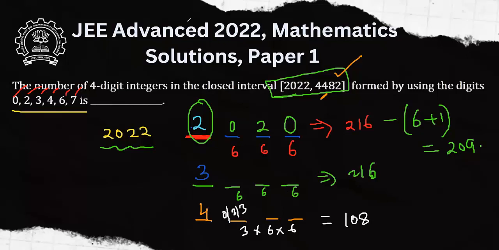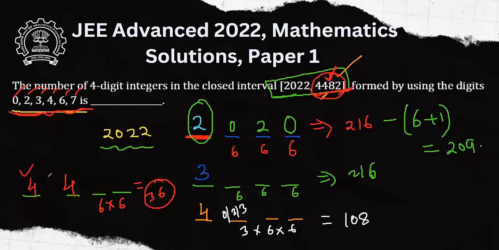And next, if I have 4 here and 4 here also, and I have to keep the numbers less than 4482, see, 8 is here at the tens place. That means all the numbers are allowed. No matter what number you keep, it is always going to be less than 4482. So 6 options for this and 6 options for this place, that means 36 such numbers. So in the 4000s, you have 36 such numbers with 4 here and 4 here. With 4 only at this place, here we have 0, 2, 3, and such numbers are 108.